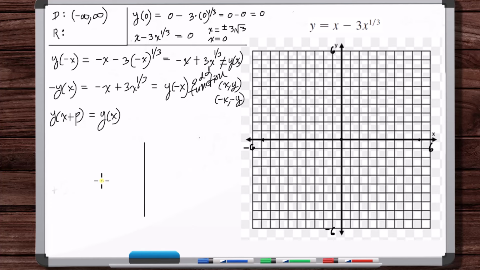If you have a function like this that's periodic, you have to find out what the p is. But for this series of videos, we're only sketching the main types of curves that we deal with in algebra and trigonometry. And in that case, the only types that are periodic are trig functions, inverse trig functions, and hyperbolic functions. So this is not periodic.